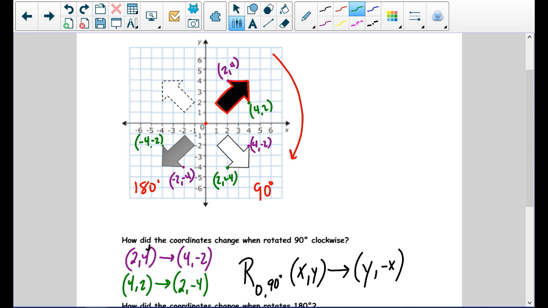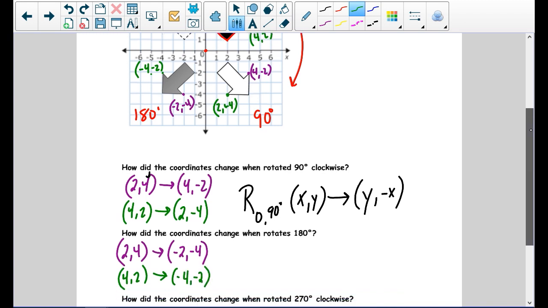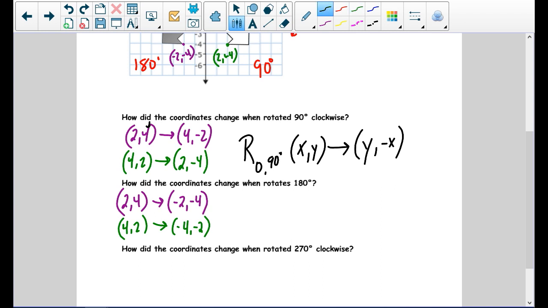So evaluating those points, we go from 2, 4 on the purple original to -2, -4. And then on the green points, we went from 4, 2 and rotated around, and now it's -4, -2. So again, just looking at those values, we can write this rule.